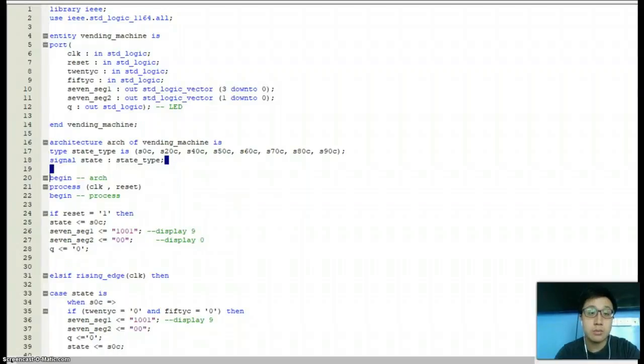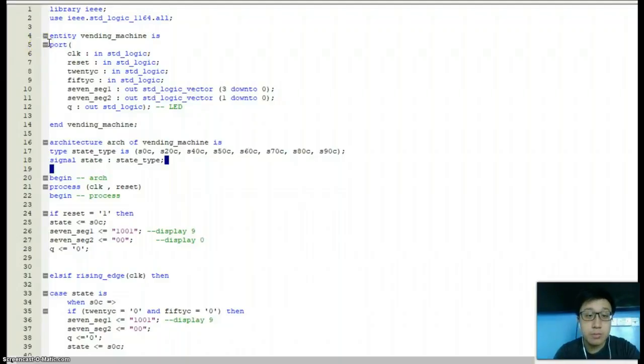Hi, so this will be our VHDL code for our vending machine. To start off, we always start with the library. Second, the entity. Our inputs will be the clock, and we set 20 cent and 50 cent. The outputs will be two seven-segment displays, and the output Q is the LED.